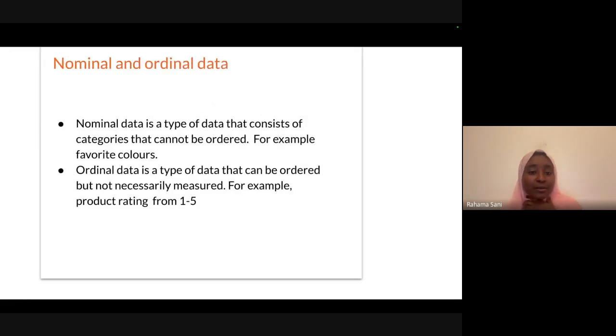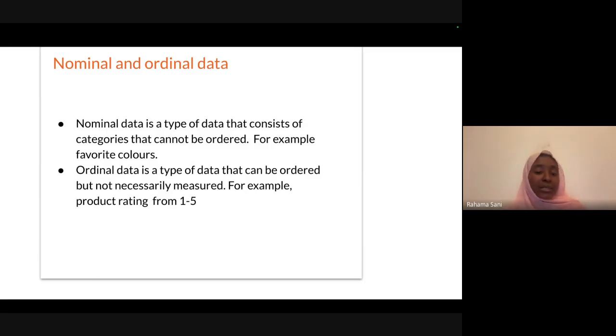And then we have nominal and ordinal data. Nominal data is a type of data that consists of categories that cannot be ordered. For example, favorite colors. If I ask everyone in this class for their favorite color, and someone says red and another person says blue, there's no order between red and blue. I can't say red is greater than blue or blue is greater than red. It doesn't exist. So that's nominal data.